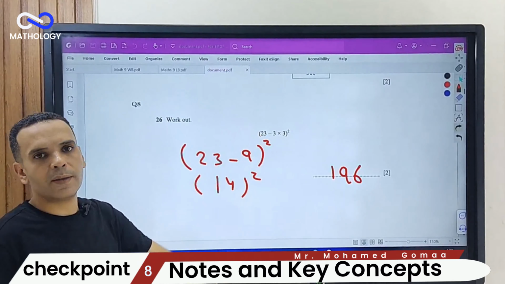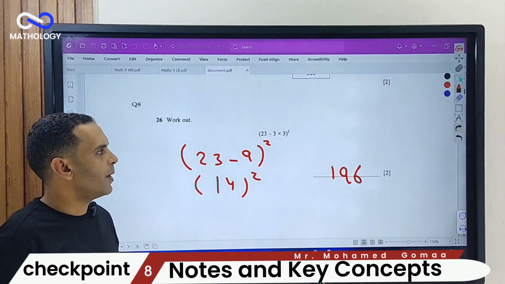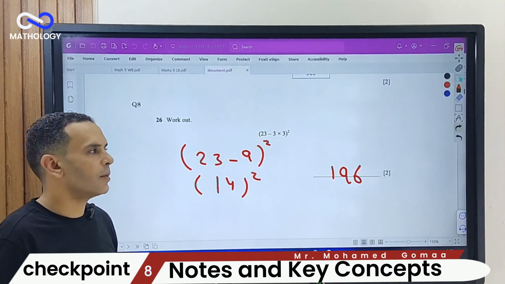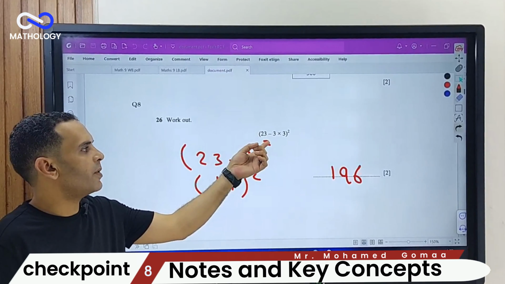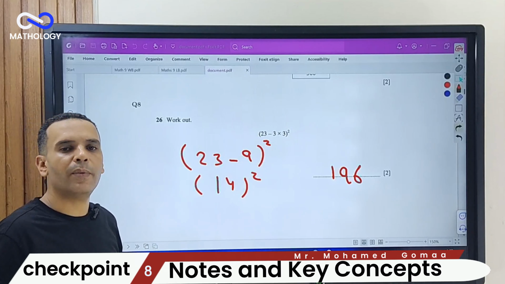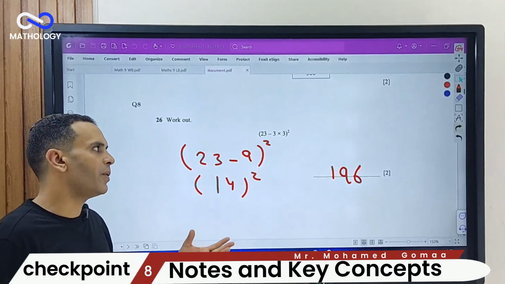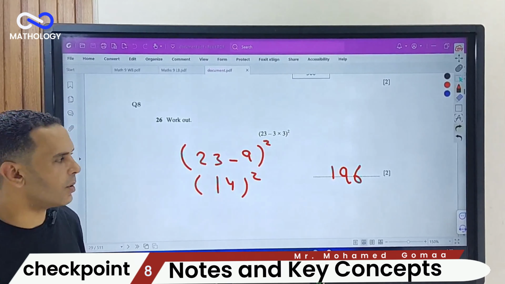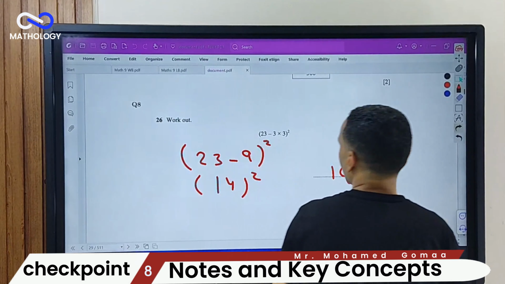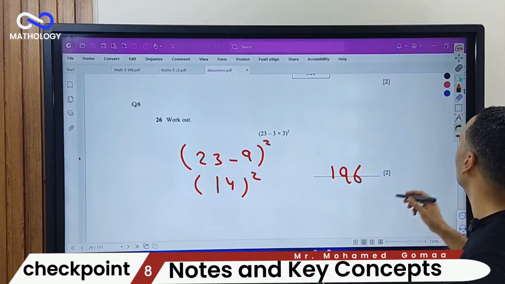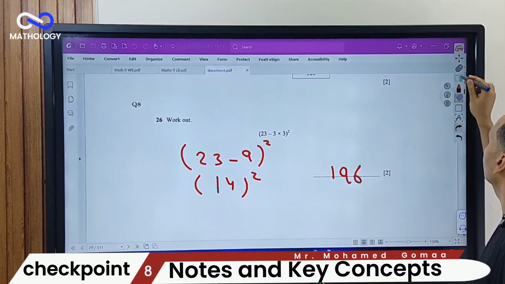Perform the operation inside the bracket first, then the power. Okay? When you perform the operation inside the bracket, perform the multiplication operation before subtraction or addition. It will be 23 minus 9 all to the power of 2, which equals 196.